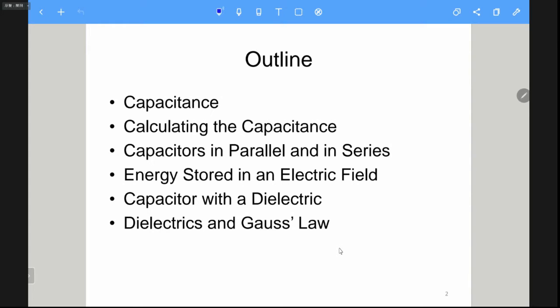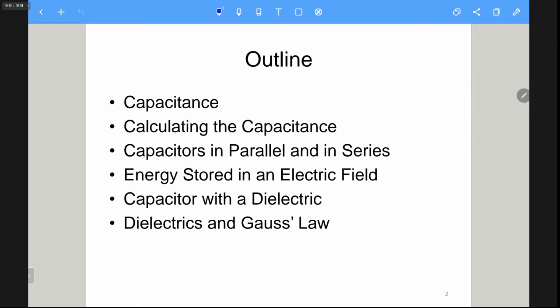So this is the outline. We will introduce what a capacitor is and calculating the capacitance of different structures. Actually, you already know what a capacitor is. It can be as simple as a parallel plate like that, and then you put some charge of opposite sign on them, and then it forms a capacitor.